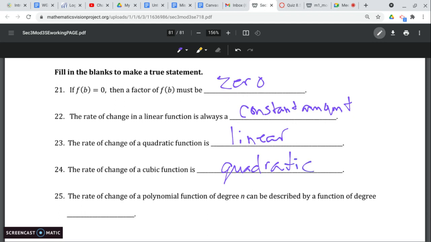And last but not least, the rate of change of a polynomial function of degree n can be described by a function of degree... Well, if we look, linear is constant, so that went down 1. Quadratic is linear. Cubic is quadratic. We're going down by 1 each time, so n minus 1.